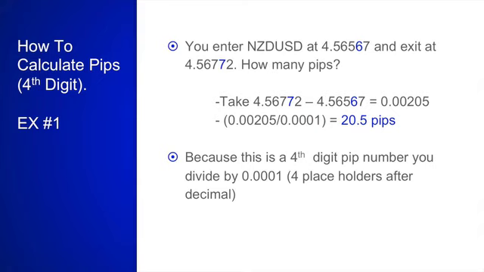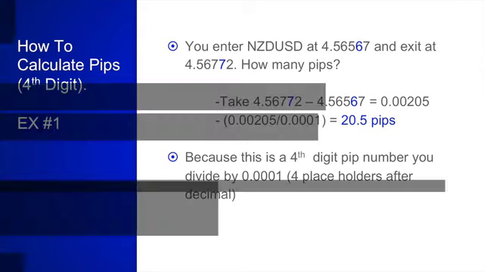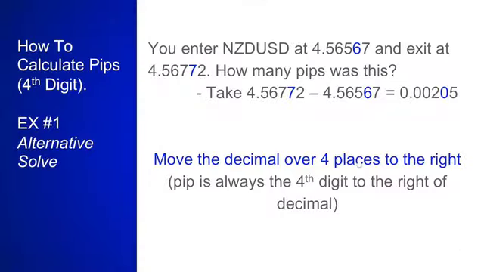Why did you want to divide by 0.0001? Because remember, the pip is the fourth digit after the decimal place. So if you divide by that decimal, you're going to get 20.5. Now, if dividing numbers gives you the heebie-jeebies, there's a whole other way that you can solve this. There's an alternative way, and this is the way that I personally like to use, because I don't like dividing numbers either. I'm not a dividing type of person.